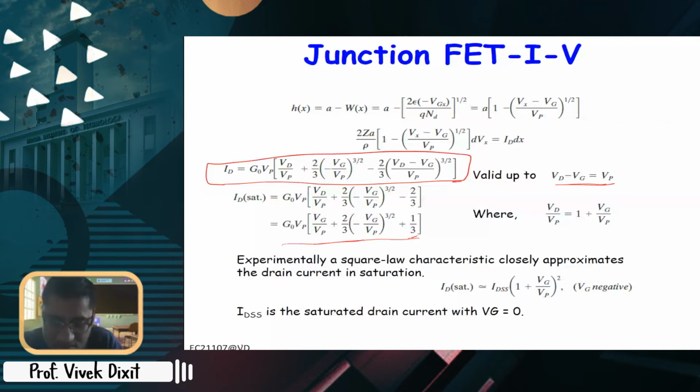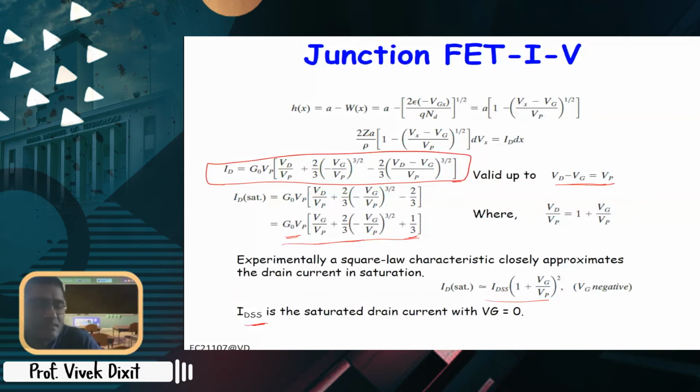Now experimentally, what is found? It obeys a square law, where IDSS is the saturation current with Vg equal to 0, right? So if Vg equal to 0, what do you get here? G0 Vp by 3, right? So that will be your IDSS. This is ID saturation is basically IDSS times 1 plus Vg by Vp square. So this is a typical IV characteristic of junction field effect transistors. Okay, and we obtain it basically by changing the depletion width.